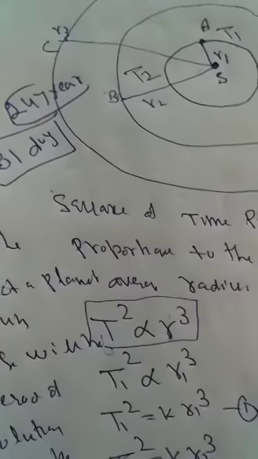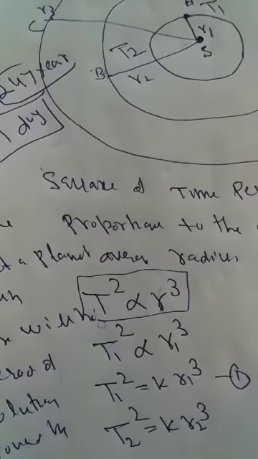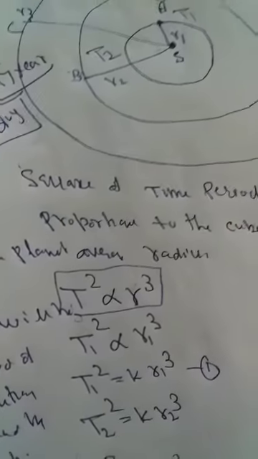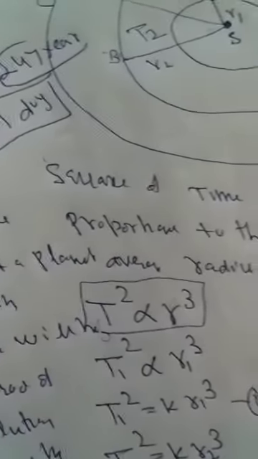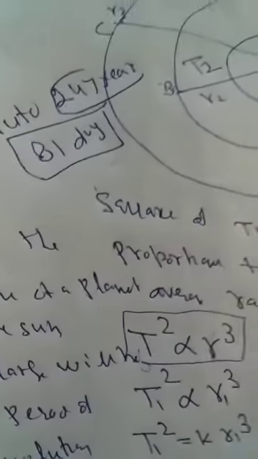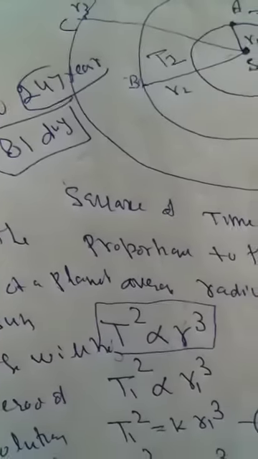Our Earth's period of revolution is almost 365 days. You know this, it is 1 year. So this law can also be derived from Kepler's third law. If you remember Kepler's third law, from it we can also derive the law of periods.